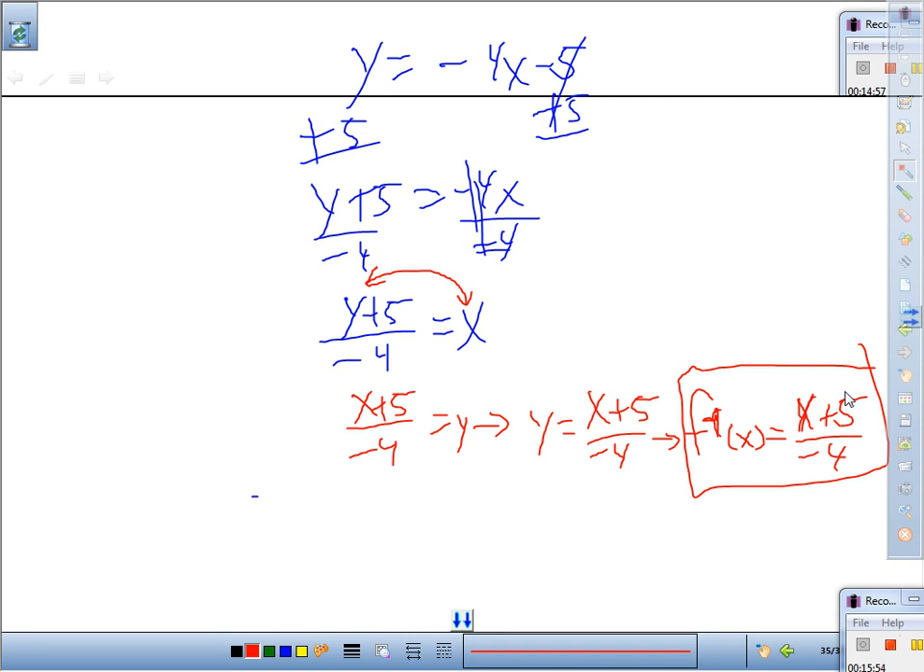Okay, we're good? All right, let's move on. Our home play for tonight is only 2 pages. Pages 81 and 83 only.